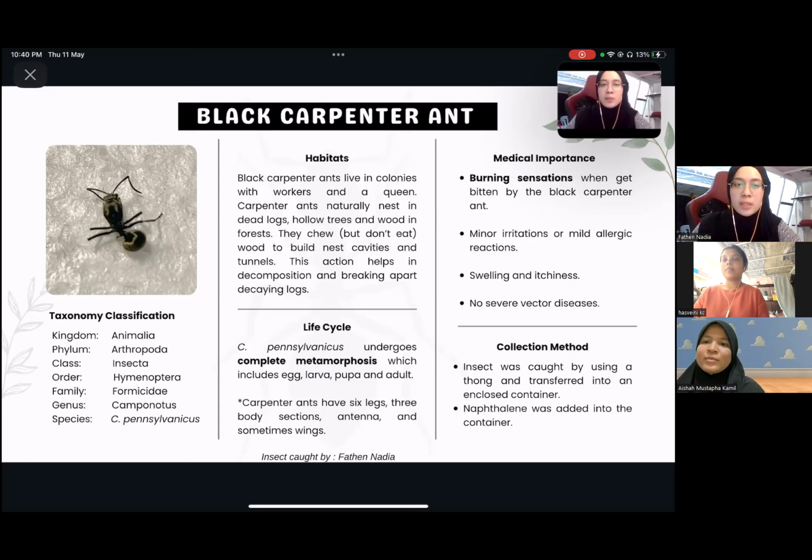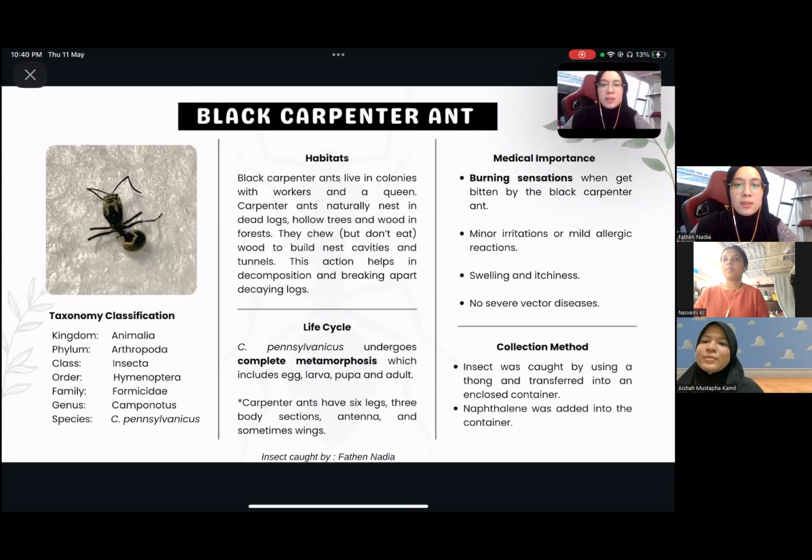As for the life cycle, they undergo complete metamorphosis. As for the medical importance, this black carpenter ant doesn't transmit any severe vector disease, just normal effects such as swelling, itchiness, and minor irritations. As for the collection method, it is the same as what we used to catch the bees.